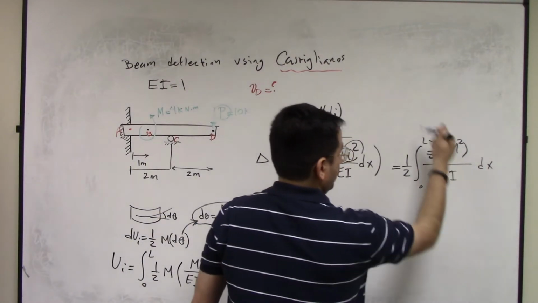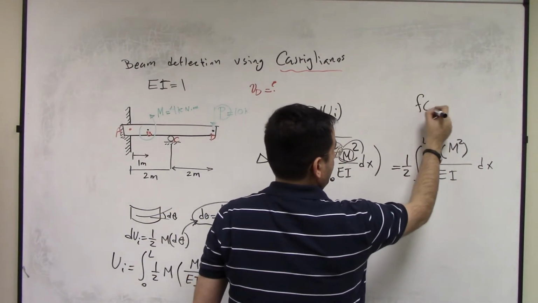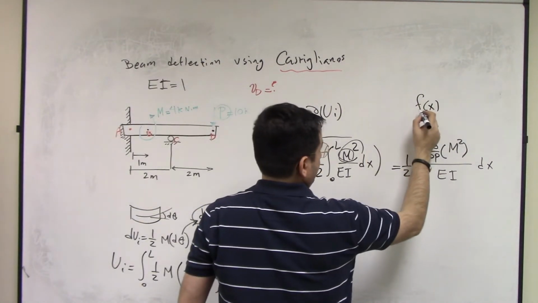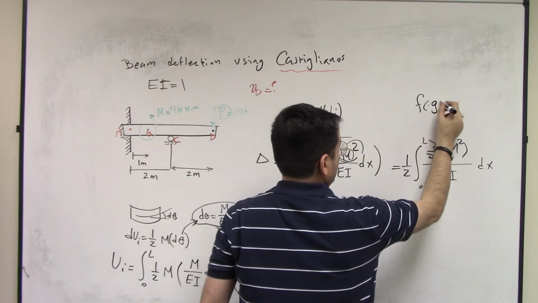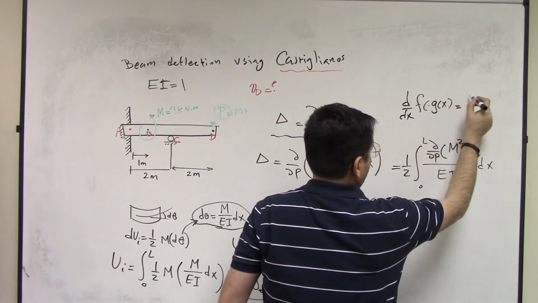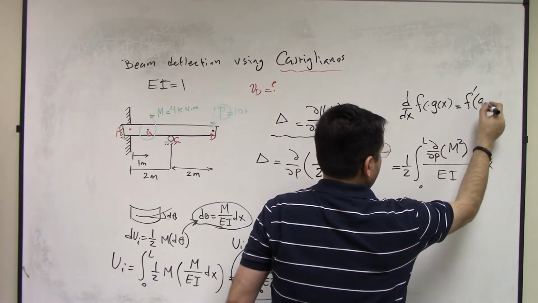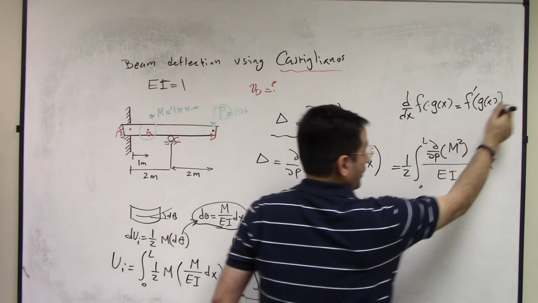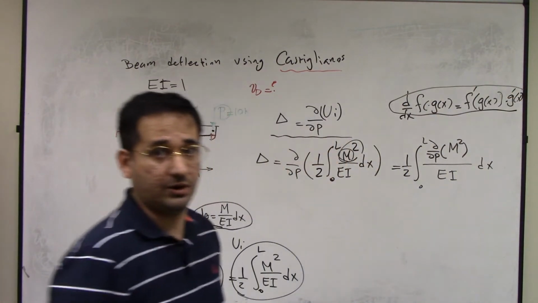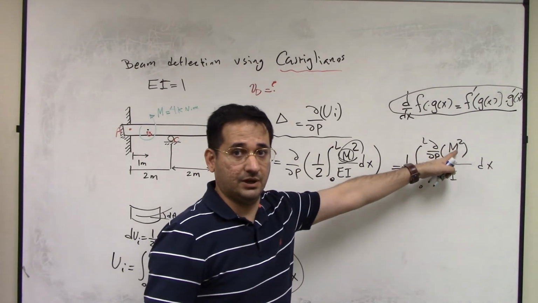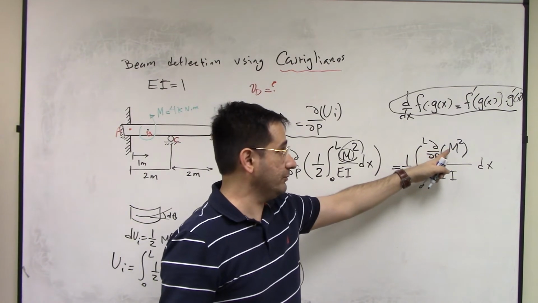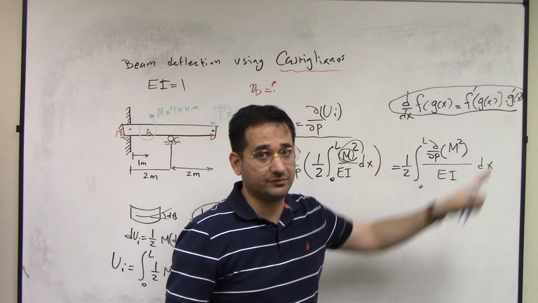Now, if you have a function f of x, this is just a review of the chain rule in calculus. If this function is a function of g of x, the derivative of this with respect to x is the derivative of f with respect to g times the derivative of g with respect to x. This was in basic calculus 1. Now we do the same thing. The derivative of moment squared with respect to P is the derivative of moment squared with respect to M times the derivative of moment with respect to P.